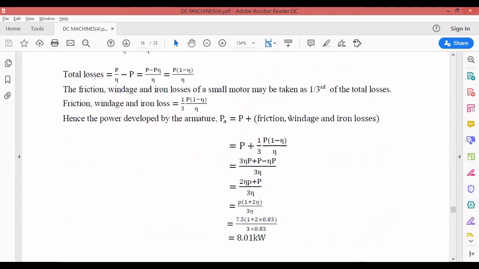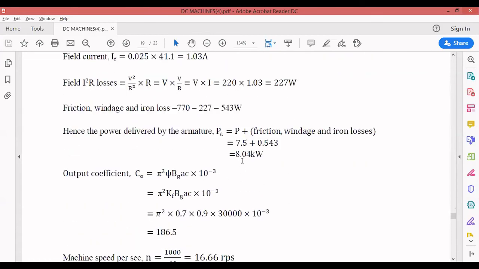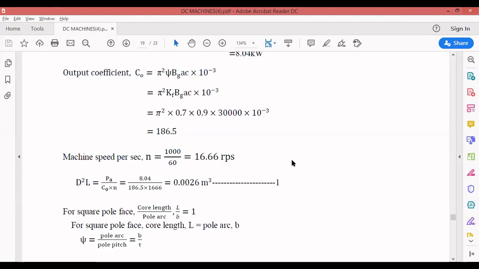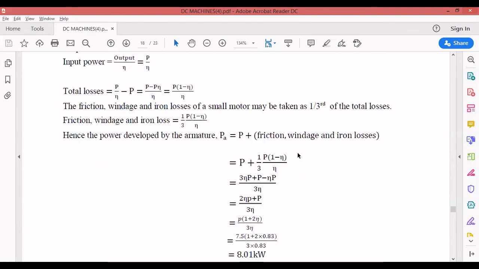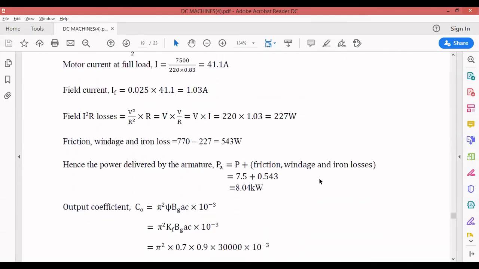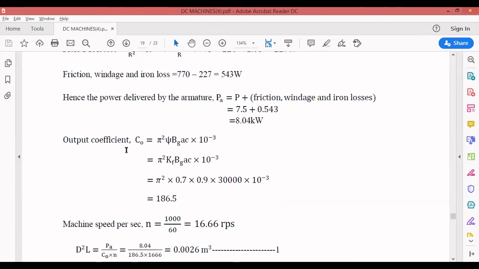I can calculate this by using these steps. Otherwise, there is one more method I can calculate by using this formula. Here also I got 8.04 kilowatt. Both are the same. Either you can go for this method or for the other method. I got some doubt regarding this one, and I'll tell you later. Once you find PA, the remaining will be easier. After finding the power delivered by the armature, then use the output coefficient.